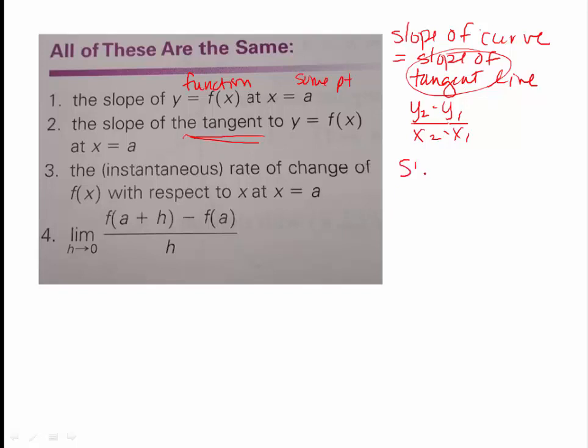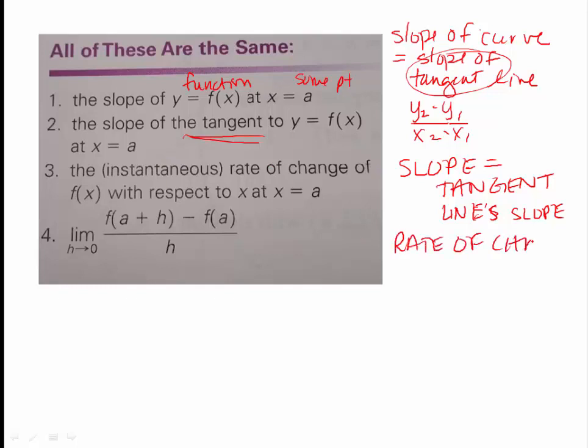So one of the biggest things I would have you write in your notes right now is that slope equals tangent line's slope. Slope of the curve means figure out the slope of the tangent line. Now they could say the instantaneous rate of change, and that's because rate of change means slope.